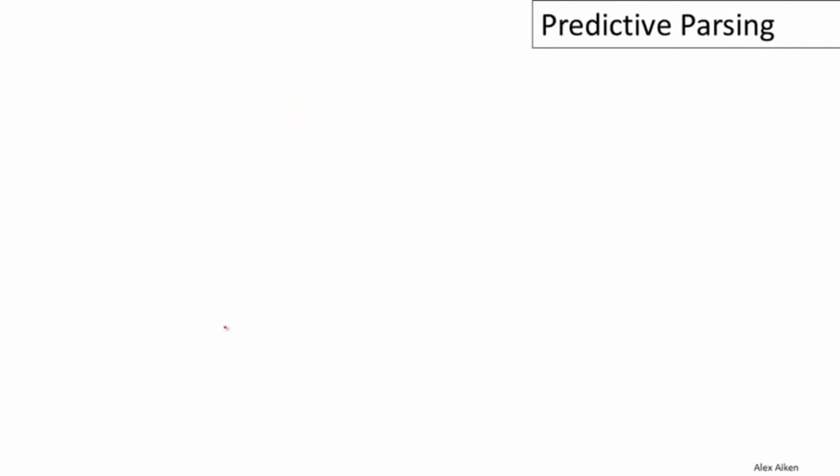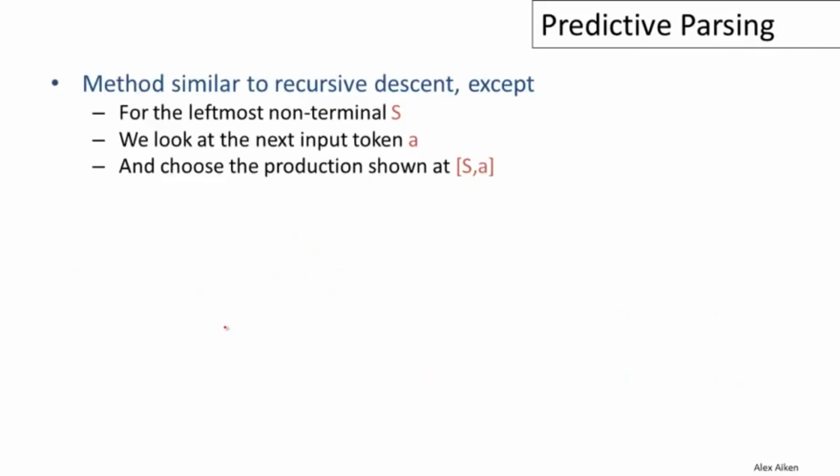In the rest of this video, I'm going to give the algorithm for parsing using a parsing table, and then in future videos, we'll explain how to construct a parsing table. So the method for parsing using a parsing table is similar to recursive descent, except that for the leftmost non-terminal S in the tree, we look at the next input token A. And then, as we just illustrated with the examples, we look up in the table the production to use at the entry S comma A.